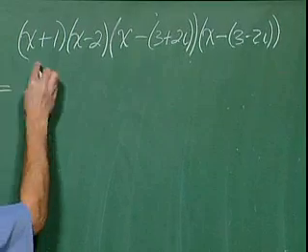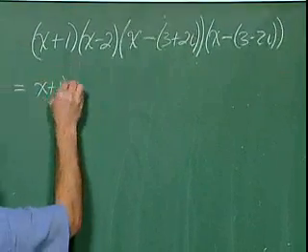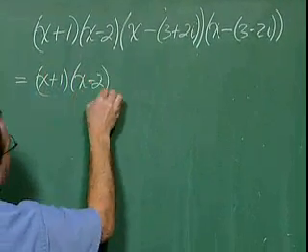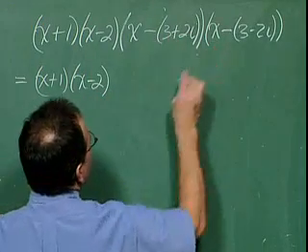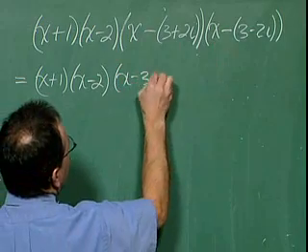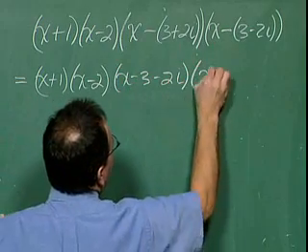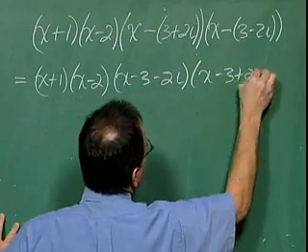Alrighty, so now I'm going to leave these two as is for the moment and deal with these two in the same manner that I did before. That is, distribute the minus sign, so I get x minus 3 minus 2i, and I get x minus 3 plus 2i.